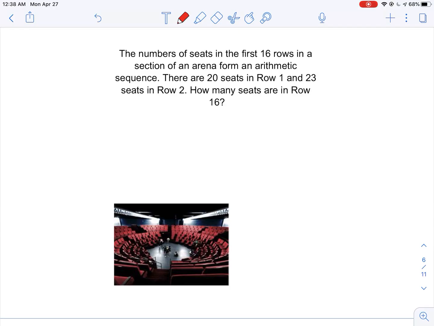So let's take a look at how this looks in a word problem. The problem says the number of seats in the first 16 rows in a section of an arena form an arithmetic sequence. There are 20 seats in row 1 and 23 seats in row 2. How many seats are there in row 16? Well, let's write out what we have. We have that A1 is equal to 20, and A2, because row 2, is equal to 23. We also know that it's arithmetic, which means it's going to be adding or subtracting. So how do we get from 20 to 23? We are adding a 3.